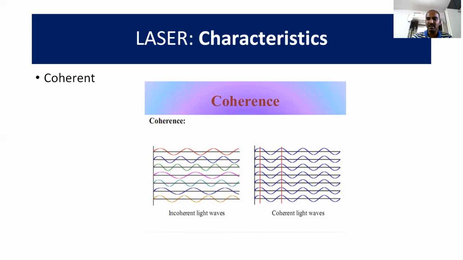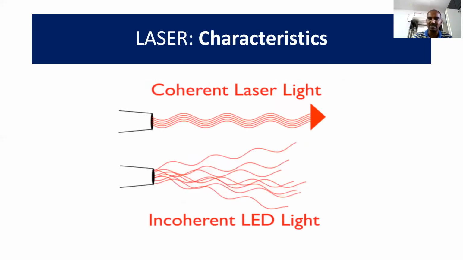You can see the property of coherence in this diagram, especially on the right hand side. See, the distance between two consecutive crests is exactly the same. That is the meaning of coherence. And in this diagram, you can see the coherent light, which propagates uniformly, but the incoherent light, which is nothing but LED light, travels in all possible directions.